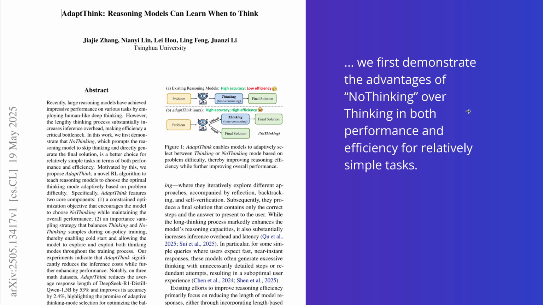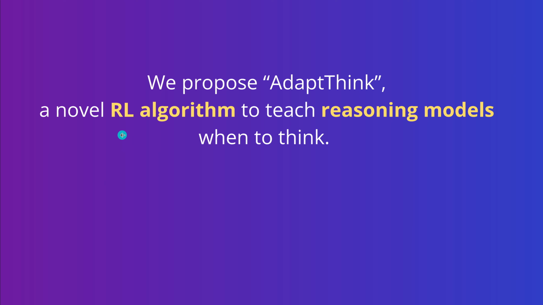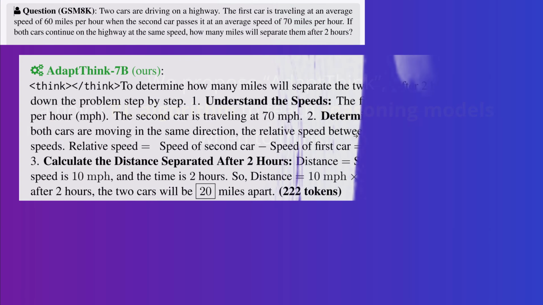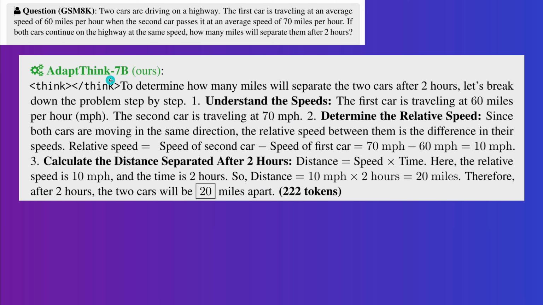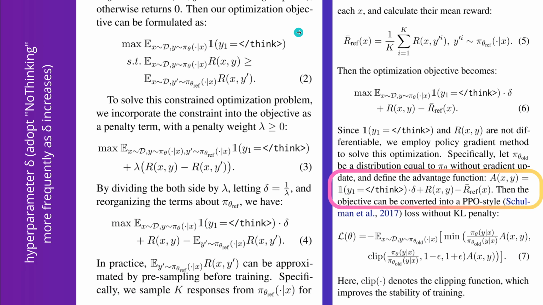So, the authors tell us now, hey, we propose a new methodology called AdaptThink. AdaptThink is a novel reinforcement learning algorithm. We will have a look at the details about this, to teach the reasoning models, or R1 models, or a distilled model, when really to switch on the complex thinking mode, but maybe the system is able to do it without reasoning. Because look, if we take this AdaptThink 7B, this is the model that they built. It's available for you, free of charge, no problem. It only gives 222 tokens. Isn't this nice?